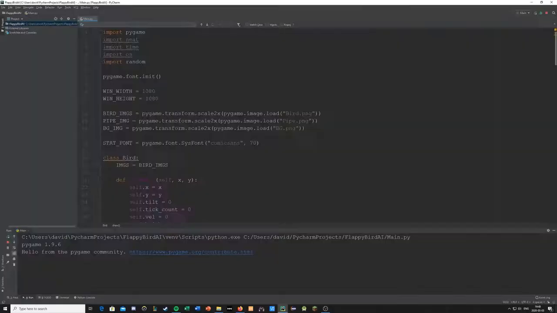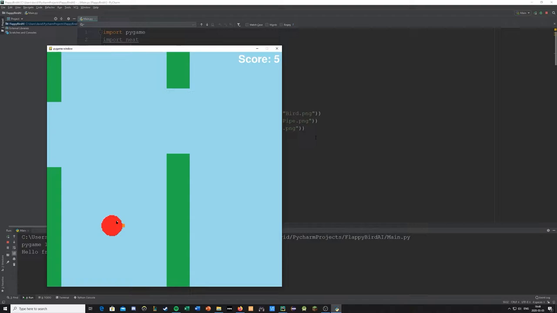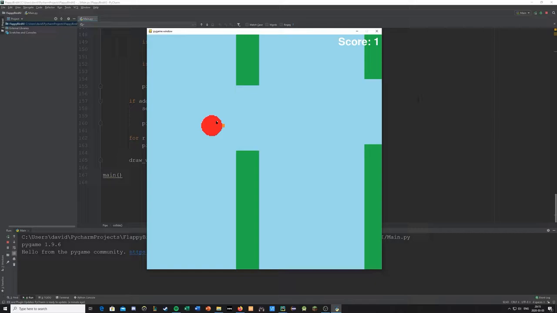Well, that was easy. There's no collision detection yet though, so I need to implement a method that checks if any of the pixels from the bird and the pipes overlap. And if that's the case, I just displayed collided, just like that. But we're obviously going to change it so the bird dies if it hits the pipe in the future.